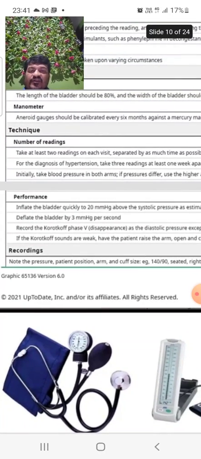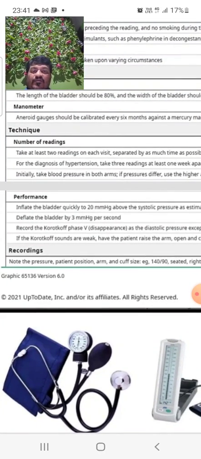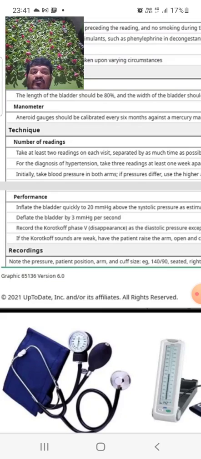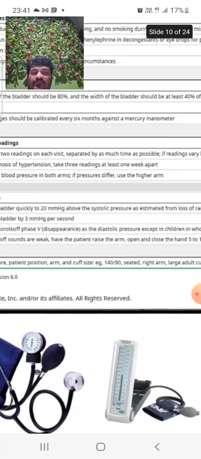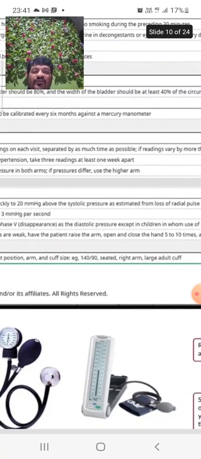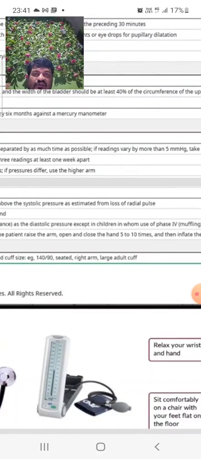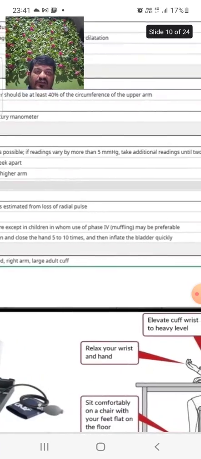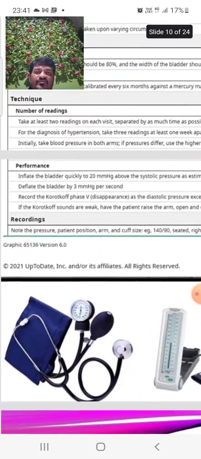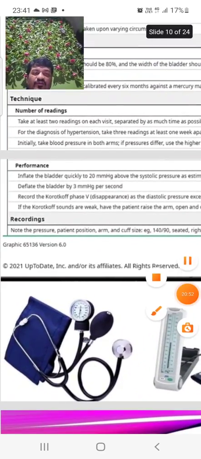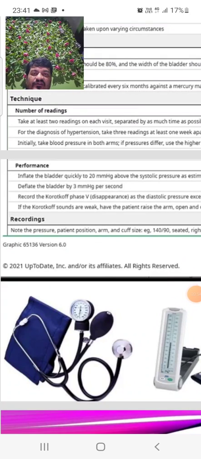So इसमें क्या है, अगर हमको Korotkoff sounds बहुत ही वीक मिलते हैं तो क्या करना पड़ेगा, have the patient raise the arm. Okay, very much clear to you. Open and close the hands 5 to 10 times. Open and close the hands. Okay, and then inflate the bladder quickly. So what about the readings? What about the recordings we are getting?